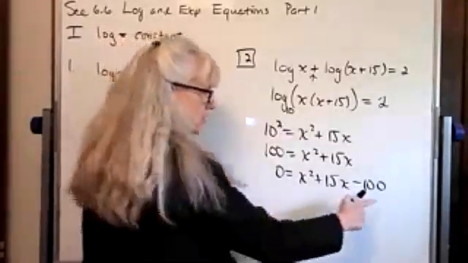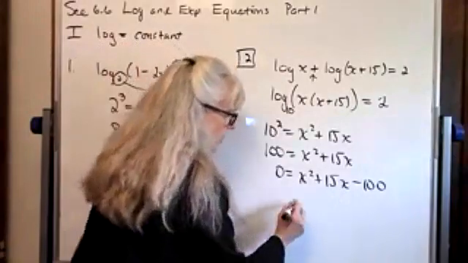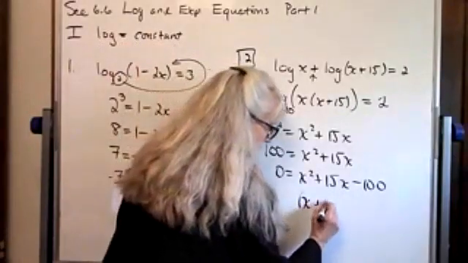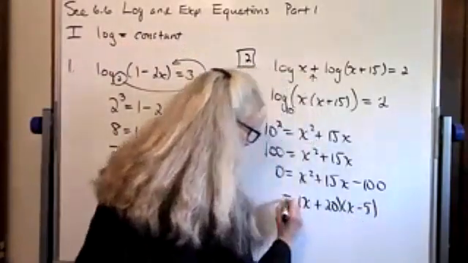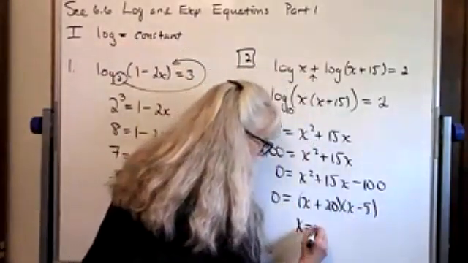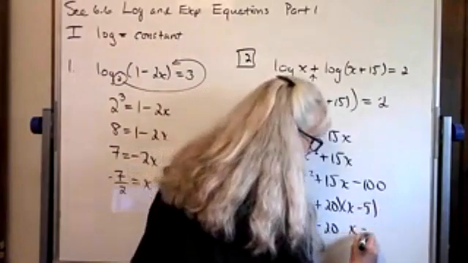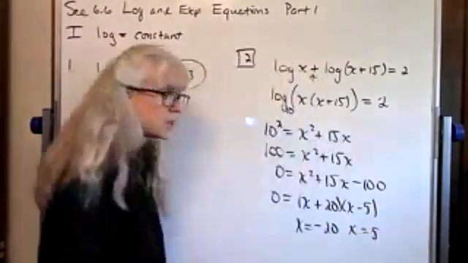So factors of 100 that are going to subtract to 15 are 20 and 5. So this factors into x plus 20 and x minus 5. So we see x is equal to negative 20 and x is equal to 5. So we've solved it, but now we have to check them.